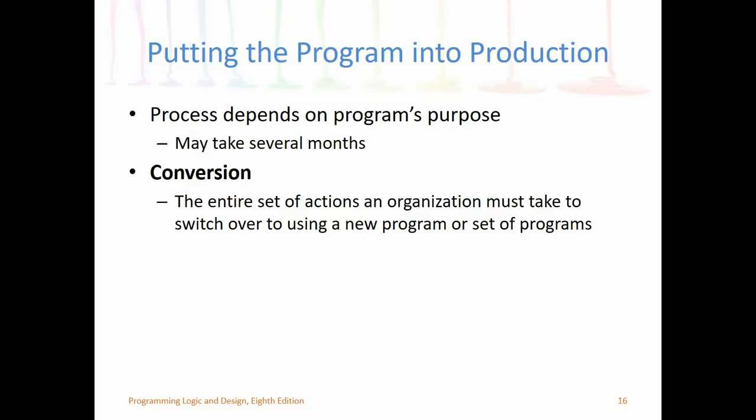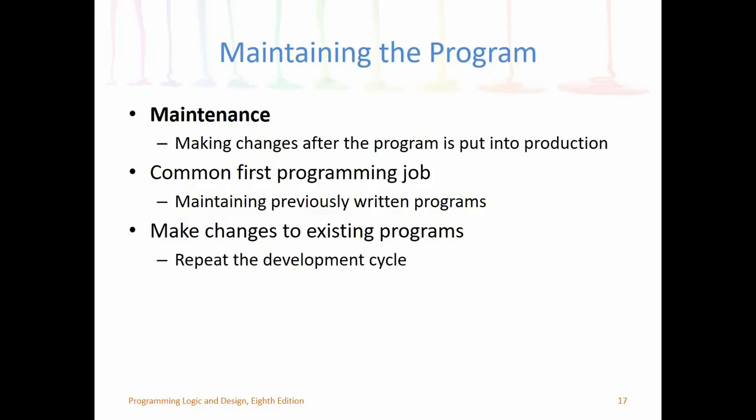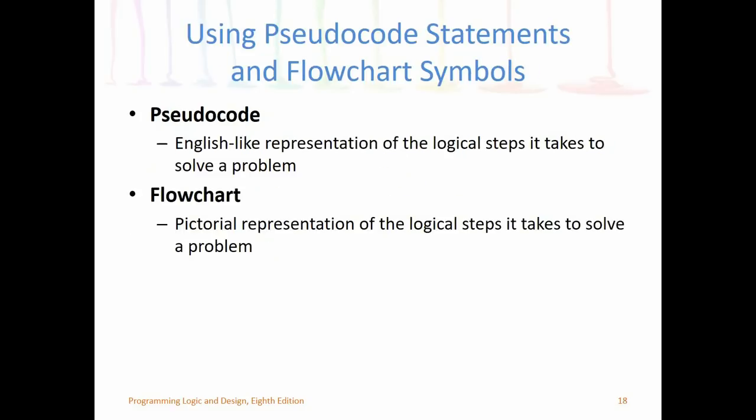When we have a program, we need to put it into production. Then we need to keep maintaining the program. Maintenance of a program is making changes after the program is put into production. We have minor changes and major changes. A common first programming job is maintaining previously written programs. Making changes to an existing program means repeating the development cycle to ensure the program is up to date, doesn't have bugs, fixing errors, and so on. This is the meaning of maintaining a program.